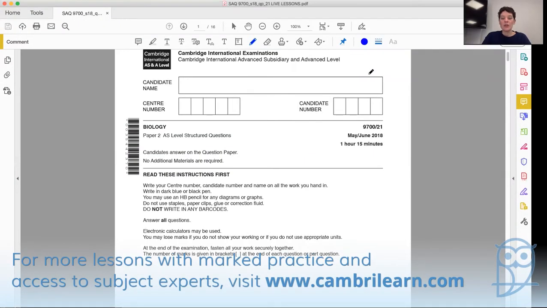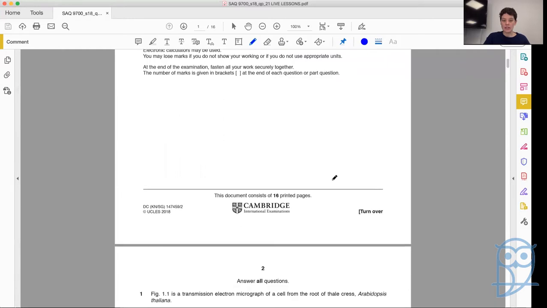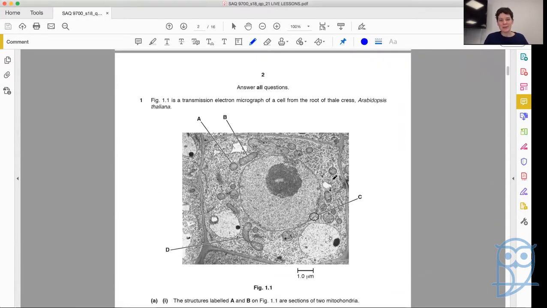Today we are working for the first time on summer 2018, paper 21. So the idea here is to work through the questions as we get them, mixed topic, mixed technique, and see what happens when we work through a full paper. It's a paper 2, short answer questions. You're answering all the questions, in the space provided. Starting out with question 1.